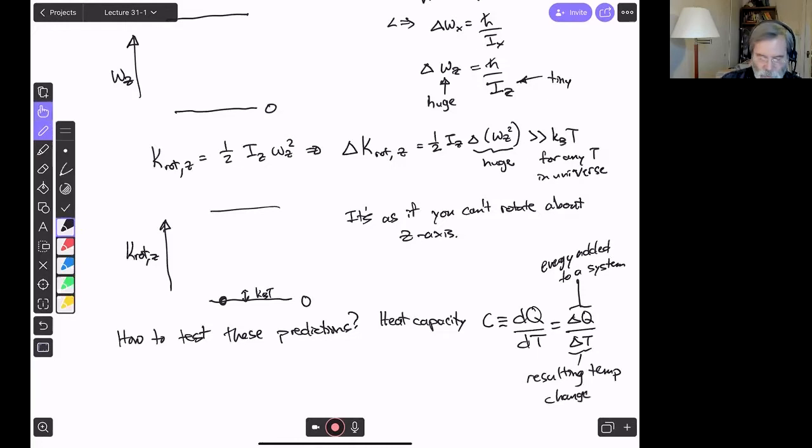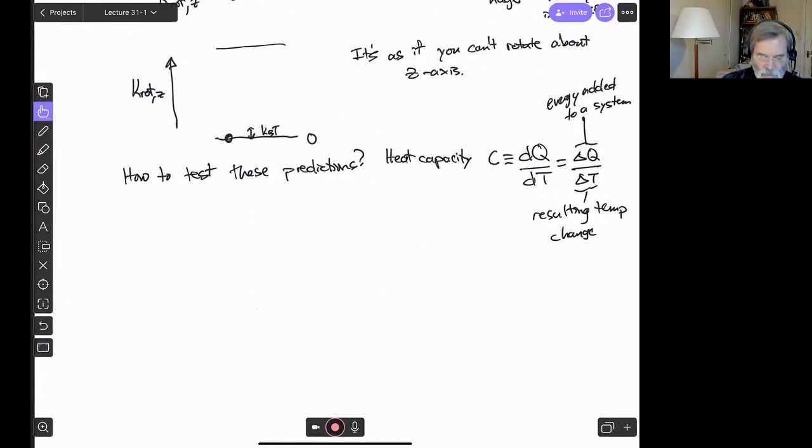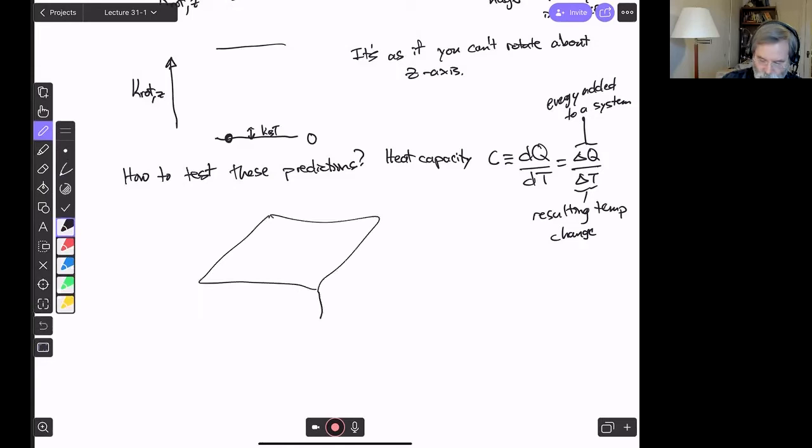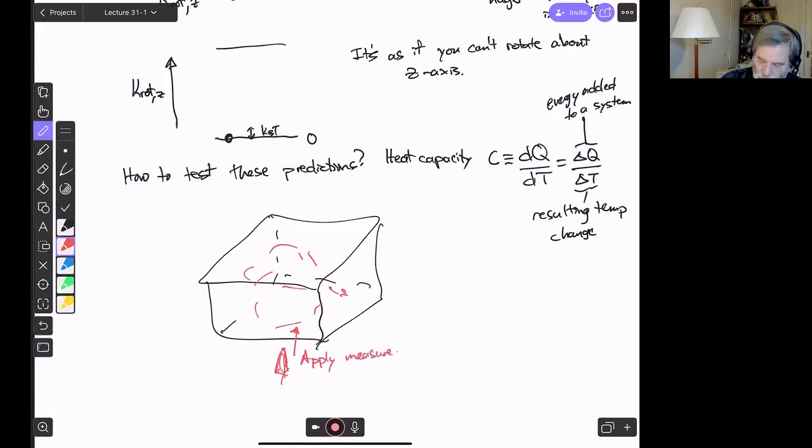So let's think about how you would do this experiment to measure heat capacity, let's say of a gas. You could have a box and you fill it with gas, and then you apply some heat to it in a measured way. So apply a measured amount of heat to it, delta Q, and then you measure the resulting change in temperature, and you take the ratio, and that gives you the heat capacity.